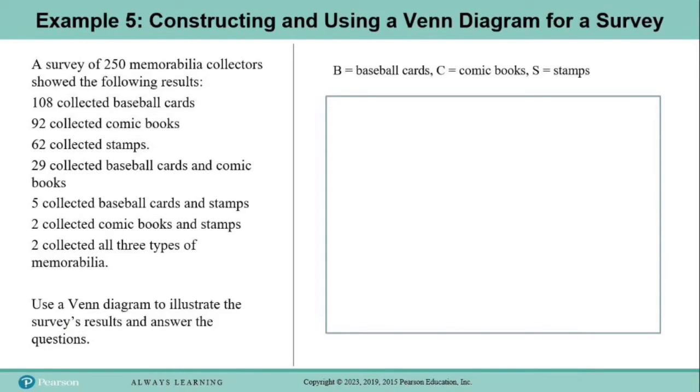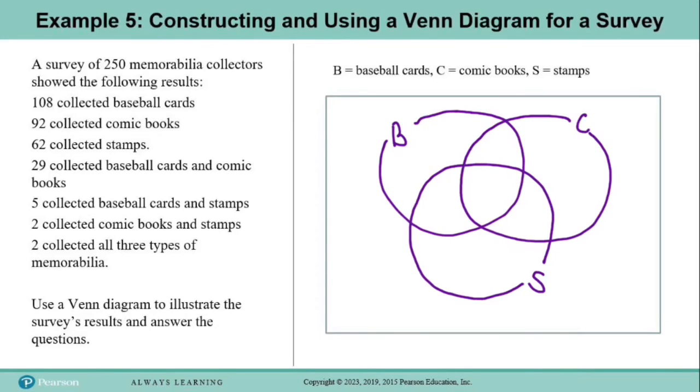Okay, so again, it's pretty clear what our sets need to be. We'll use a B for the set of people who collect baseball cards, a C for those who collect comic books, and an S for those who collect stamps. And we need to draw our 3 circles so that they overlap all with each other and that there's a place where they all 3 overlap. And of course you want to label them B, C, and S. Okay, now where do we start here?